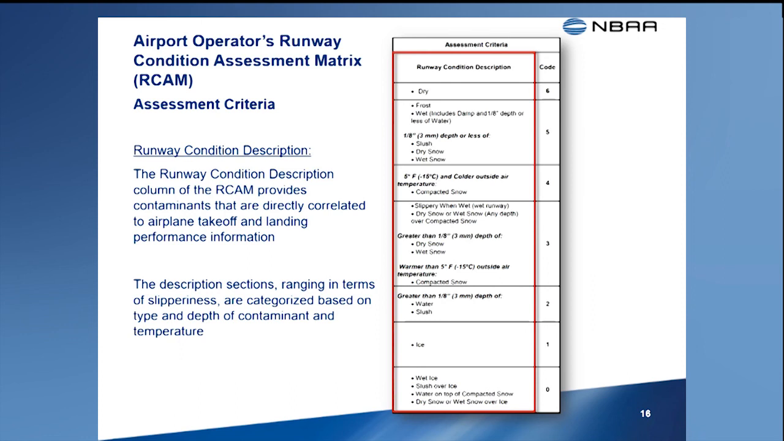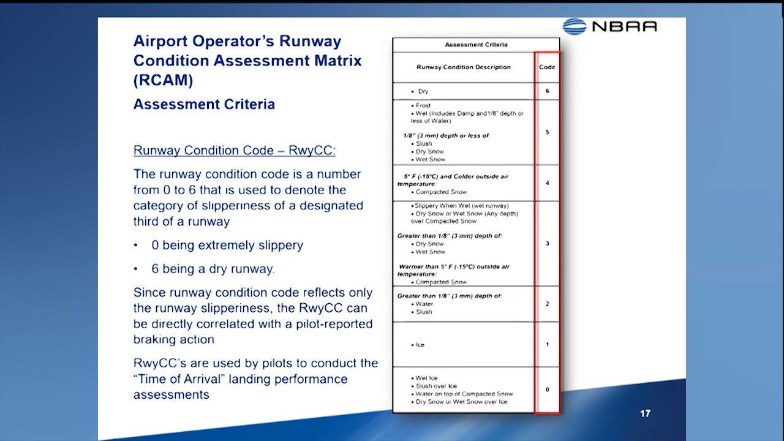Notice that for some runway contaminants, for example, wet snow, dry snow, water, and slush, the depth of the contaminant influences the slipperiness of the runway. For compacted snow, the outside temperature influences the slipperiness of the runway. In both cases, the runway condition code assigned to these contaminants reflects the increased slipperiness of the runway based on the observed depth or temperature of the contaminant. As we discussed in the briefing on contaminant types, certain combinations of layered contaminants are known to increase the slipperiness of the runway and have their own runway condition codes.